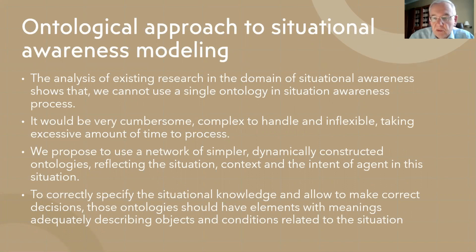The ontological approach to implementing situational awareness is a very popular approach, and we follow it. In the current literature, it mostly uses one ontology or maybe two ontologies, like a top ontology or domain level ontologies. In our research, we argue that the use of a big ontology would be very cumbersome, complex to handle, and inflexible. And we propose to use a set of small, related ontologies, such as contextual ontologies, situational ontologies, and task ontologies, in order to correctly specify the situations and actions, and also make decisions in real time.